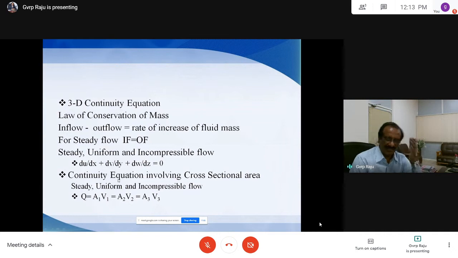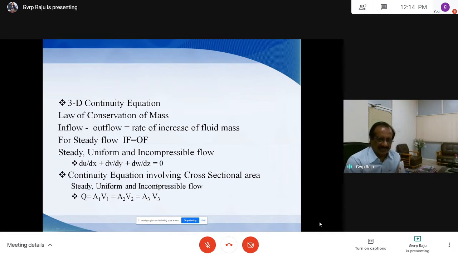Then there is another continuity equation, also called the continuity equation, which involves cross-section area. Again, the assumptions are the same: steady, uniform, and incompressible fluid. This is the continuity equation which involves cross-section area, and the other is the equation which does not involve cross-section area. The one-dimensional continuity equation which doesn't involve cross-section area is du/dx equal to 0. The one which involves cross-section area is Q = A1 V1 = A2 V2 = A3 V3.